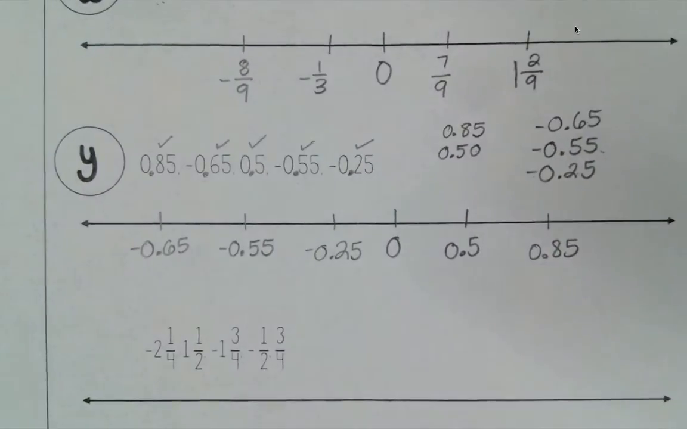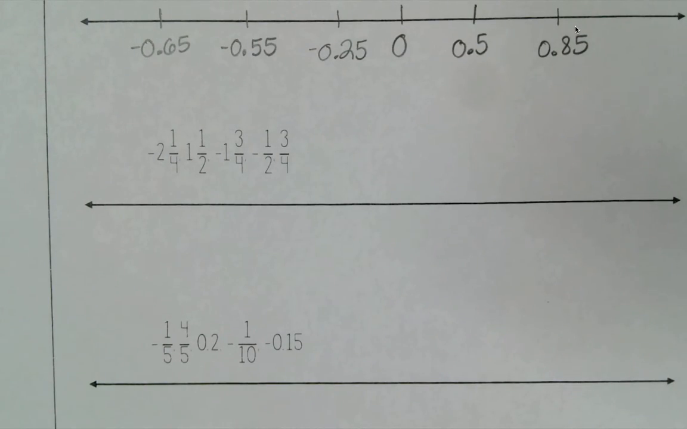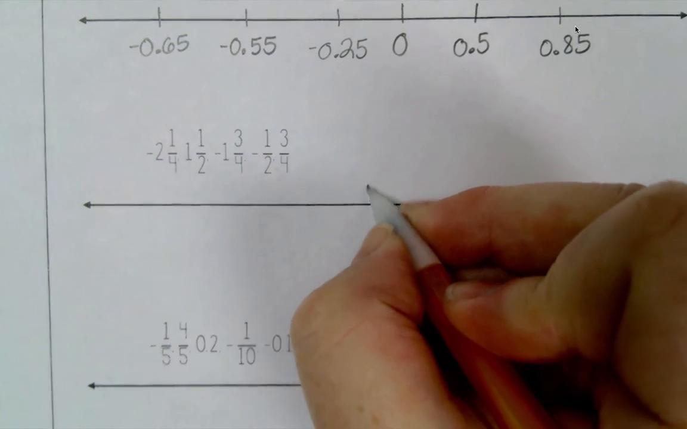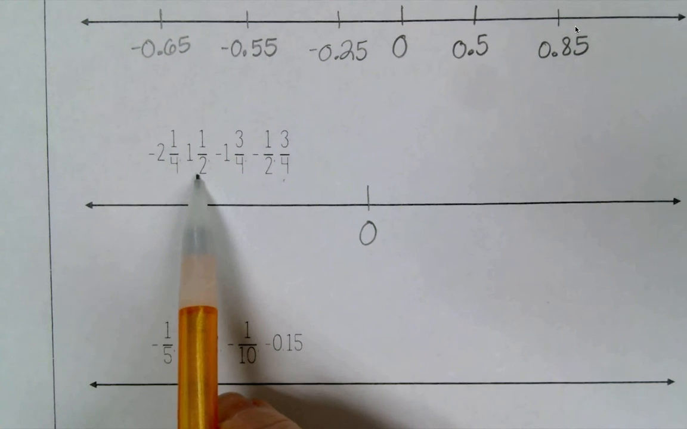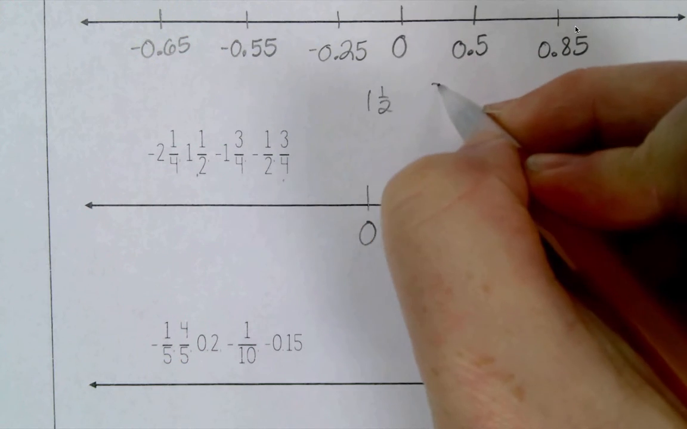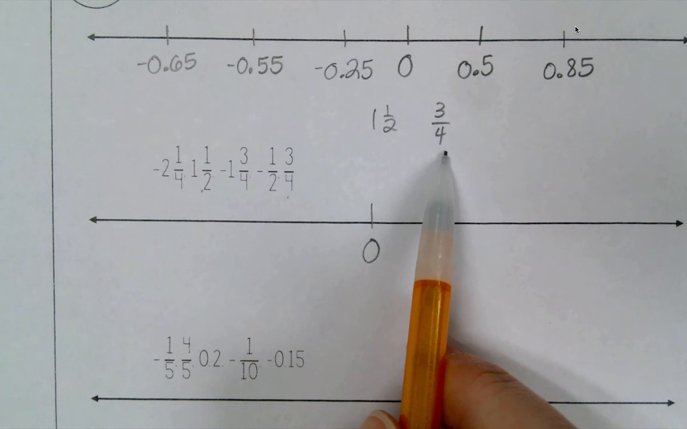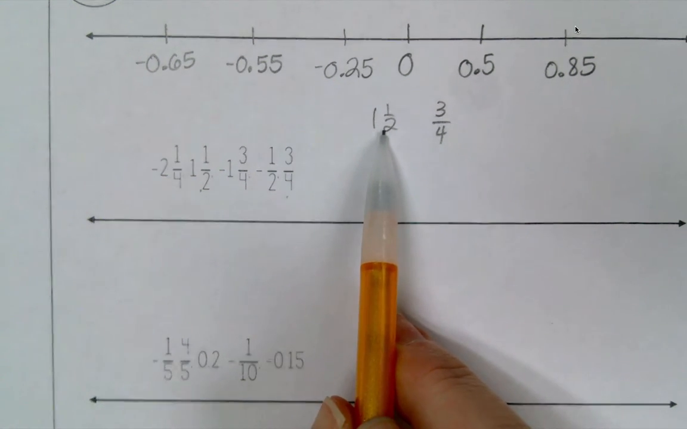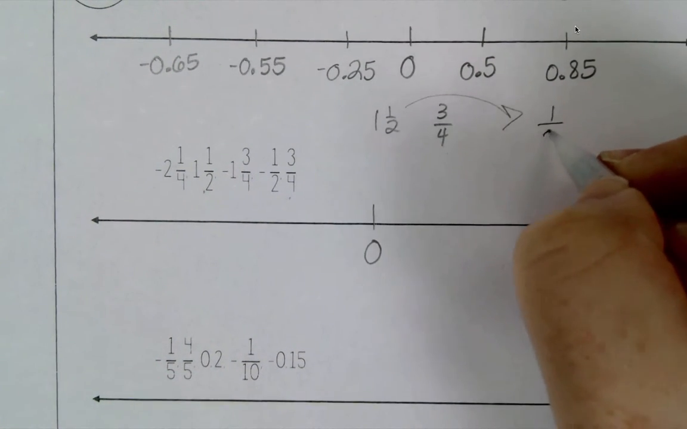Okay. And then I have negative 2 1/4, 1 1/2, negative 1 3/4, negative 1/2, and 3/4. So I'm going to look for my positives first. I have 1 1/2 and 3/4. So if we're going to compare, we need our denominators to be equivalent. So I know 2 is a factor of 4. So I'm going to come over here and make an equivalent fraction.